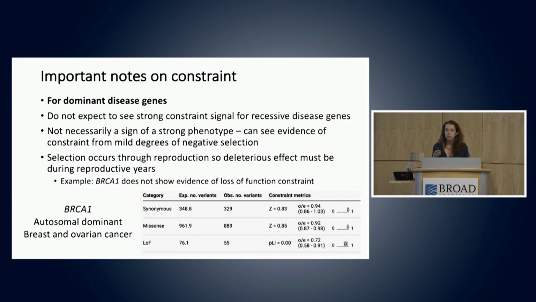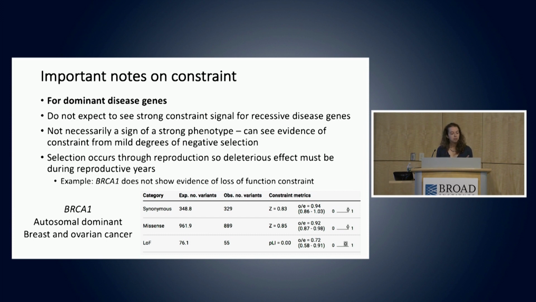Notes on constraint. This is for dominant disease genes. For recessive disease genes, we do expect to see loss of function variants in the general population. So you can see some depletion, but you won't see severe depletion generally. It's not necessarily a sign of a strong phenotype. It just has to have an effect on how often this variant is passed on. So something that just has a mild effect on fertility actually can have a very strong constraint score. So that's something to keep in mind.